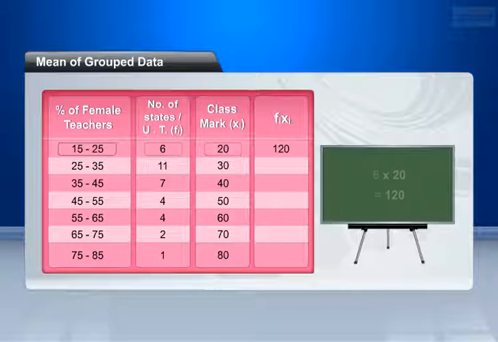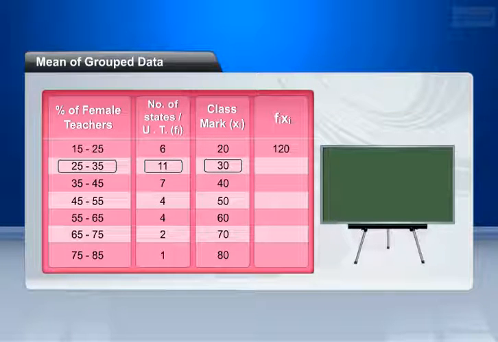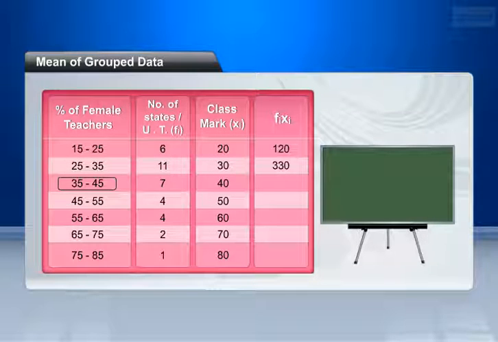For class interval 25 to 35, fi equals 11, and xi equals 30. Then, fi xi equals 11 into 30, which is equal to 330. For class interval 35 to 45, fi equals 7, and xi equals 40. Then, fi xi equals 7 into 40, which is equal to 280.